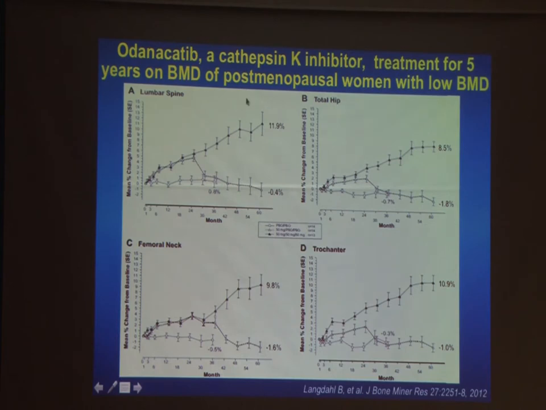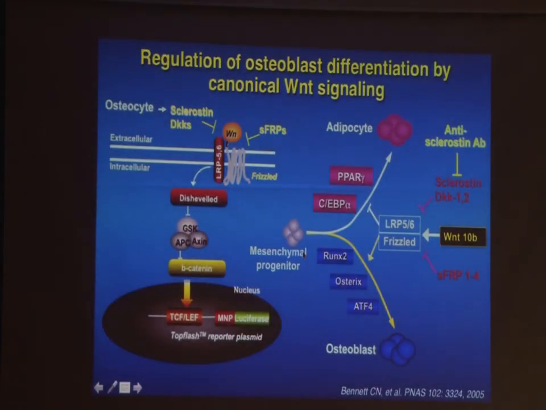So an inhibitor of cathepsin K has been developed, named odanacatib. It was developed by Merck, and the effect over 5 years is very robust. This also increases lumbar bone mineral density by 12%, and total hip bone mineral density by 8.5%, and similarly at any portion of the important bones. All these newly developed drugs, which are now almost ready for filing to the FDA, show a marked increase in bone mineral density.